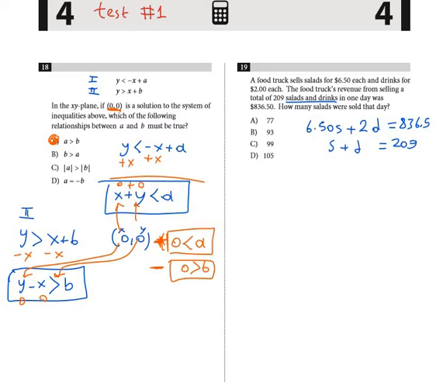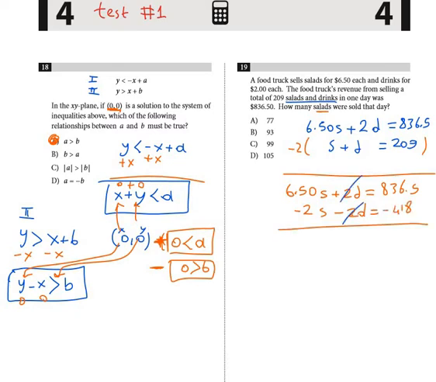Here, let's use the elimination method. Since we need to know how many salads sold, we are solving for the variable s, so let's eliminate the variable d. Let's multiply the second equation by negative 2. We did not change the first equation, 6.50s plus 2d is equal to 836.5. And negative 2 times s is negative 2s, and negative 2 times d is negative 2d, and negative 2 times 209 is negative 418. 2d cancels each other. This is going to be 4.50s.